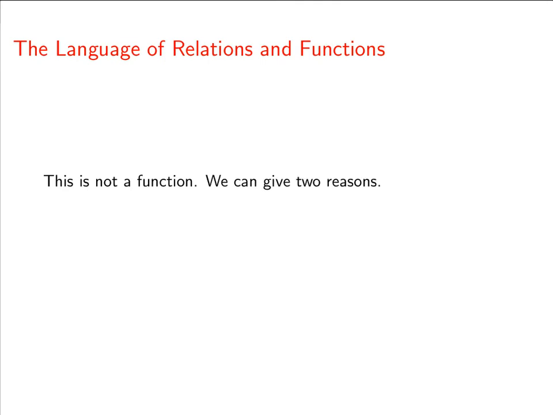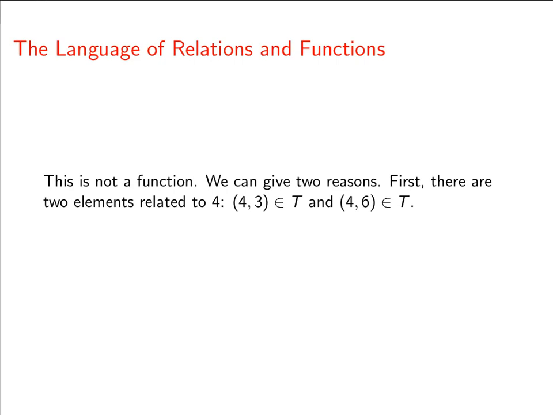Now, there are 2 reasons this is not a function. Let's give both reasons. Now, the first reason is that we see from the diagram that there are 2 different arrows that come out of 4. That is to say that 4 is related to 3 and 4 is also related to 6. And this can't happen with a function.